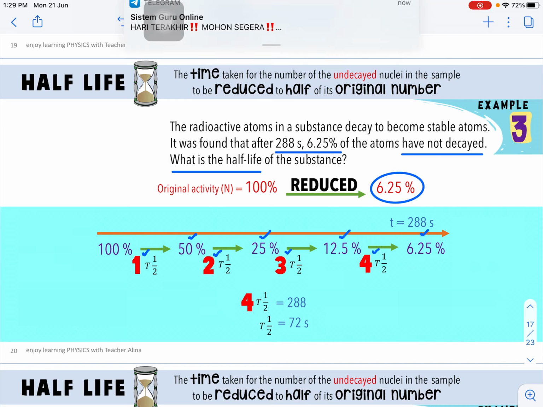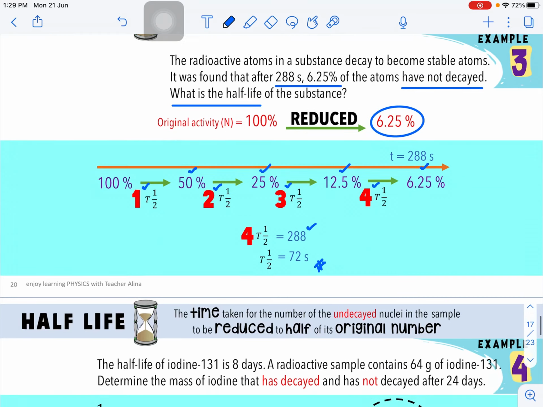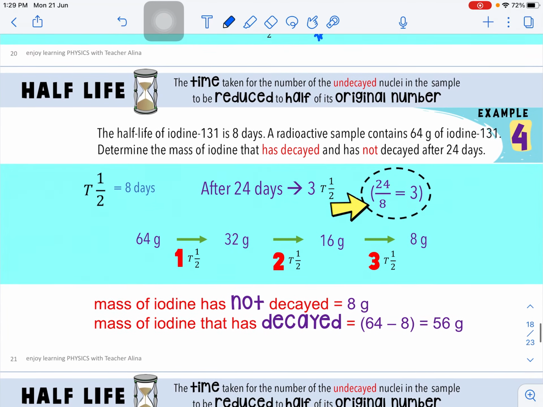4 half-life takes 288 seconds. So what is the half-life? We have to divide by 4. So the half-life is 72 seconds. That is how we calculate the half-life of the element.